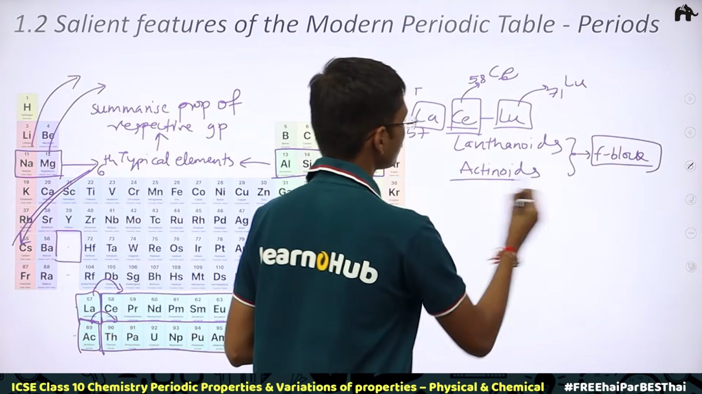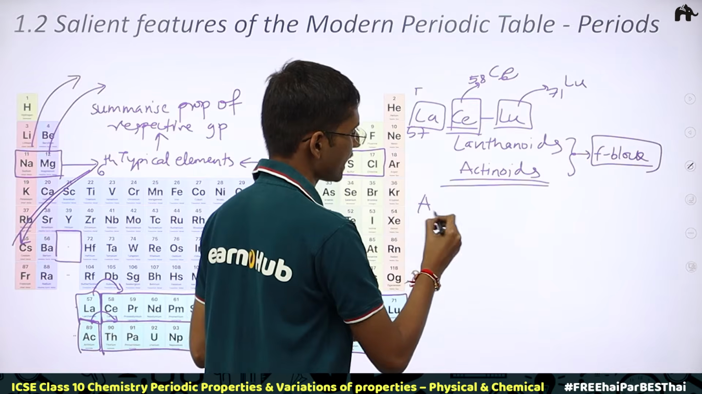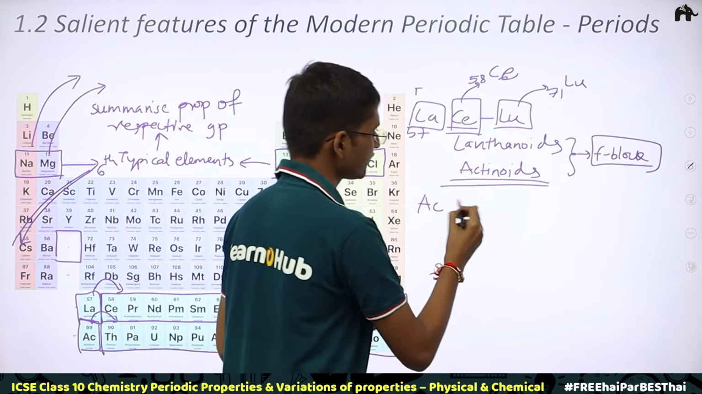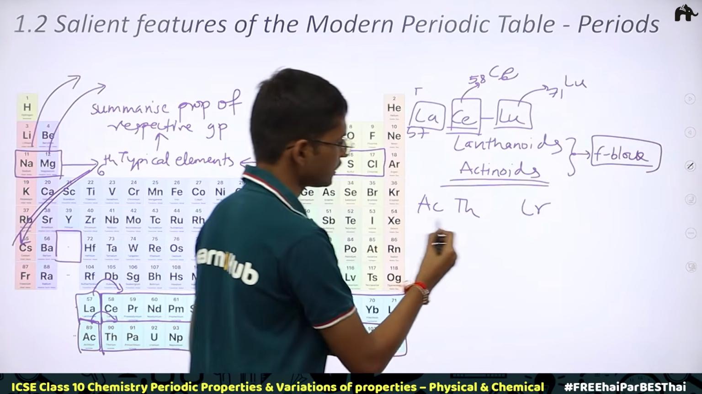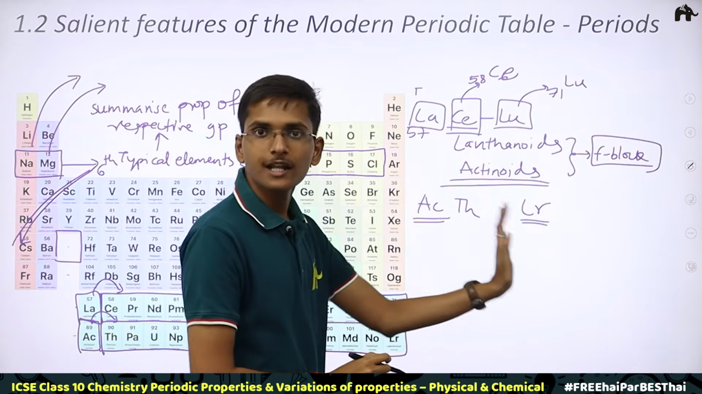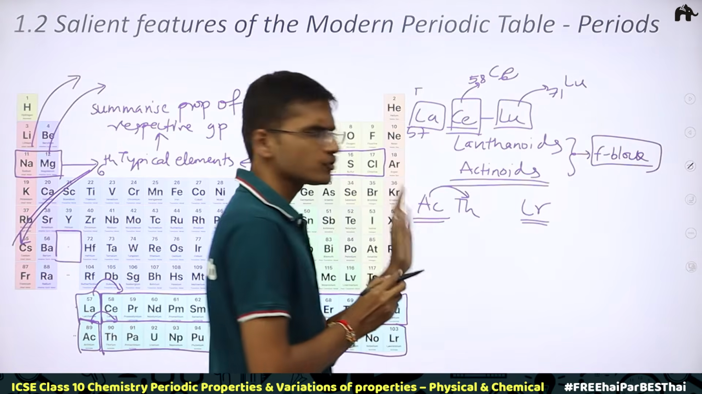Now similarly, actinoids also have the same case. First it would be actinium. After actinium comes thorium, and then the last element is lawrencium. You can remember Ac to Lr, so you could remember the last element, and after actinium comes thorium. You have to just remember it in this way.